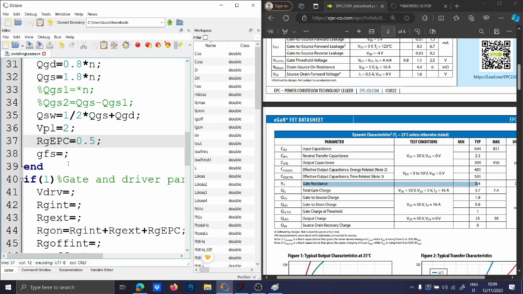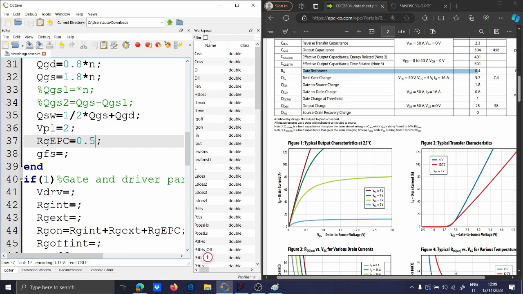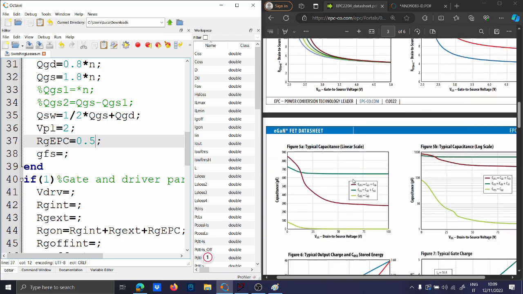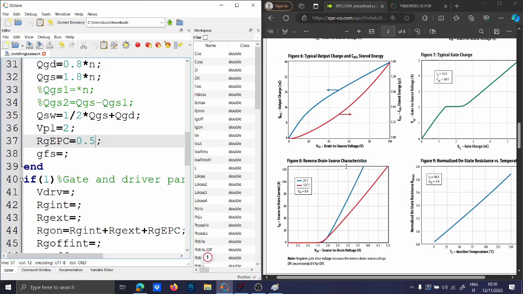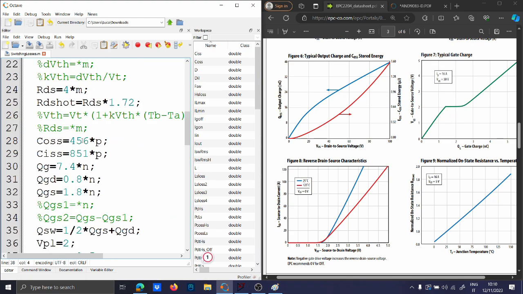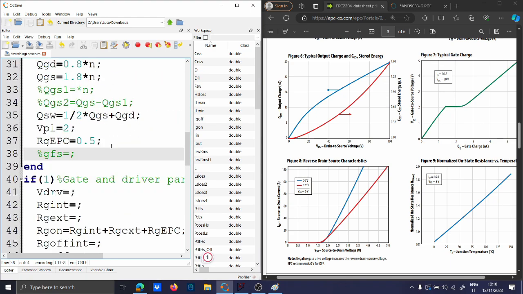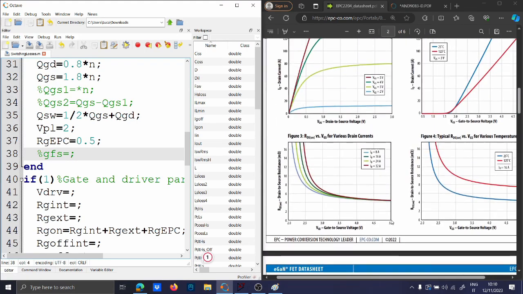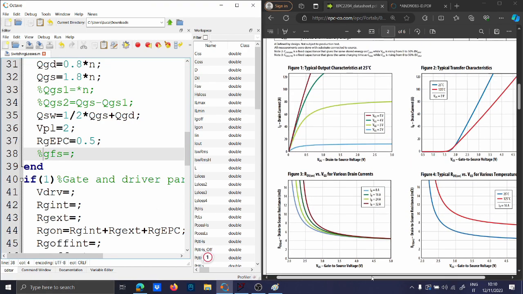The GFS is used for the variation. The forward transconductance can be used, but I never saw it. It is this ratio here, the current over VDS. You can use it to make the variation of the drain source voltage over the VDS, but it is not so important. You will see that even with a simple code like this, you will arrive at more or less the same result as LTSpice, or even in a worst case way.